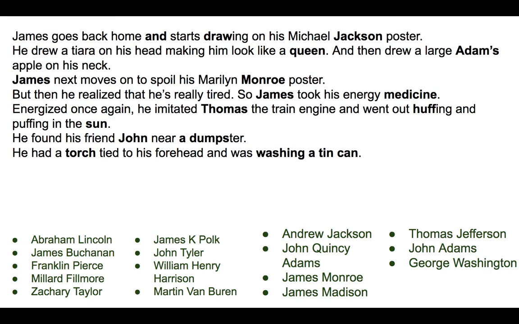Martin Van Buren, he finds a toy tin van on which he hops and gets to run away. James goes back to his home and draws on his Jackson poster, Michael Jackson poster, so Andrew Jackson. He made him look like a queen by drawing a tiara, Quincy, John Quincy, and a large Adam's apple, John Quincy Adams.